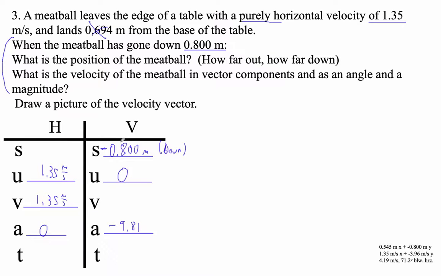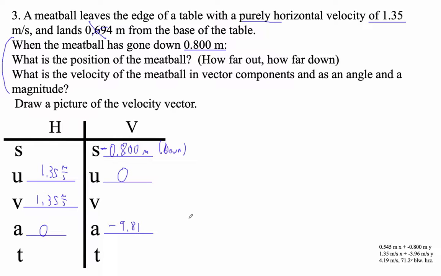All right, and then I think we can solve this. So it's gone down that far. Basically, it's just like solving it again, and we're saying the cliff is that tall. But let's figure this out. We want to know the position and the velocity as both components and an angle magnitude vector. So how far out, how far down? Okay, so we can do this.